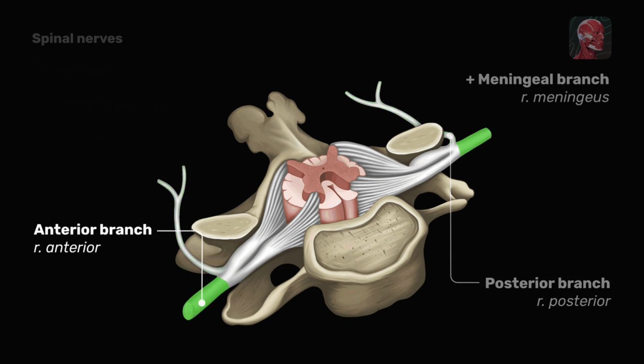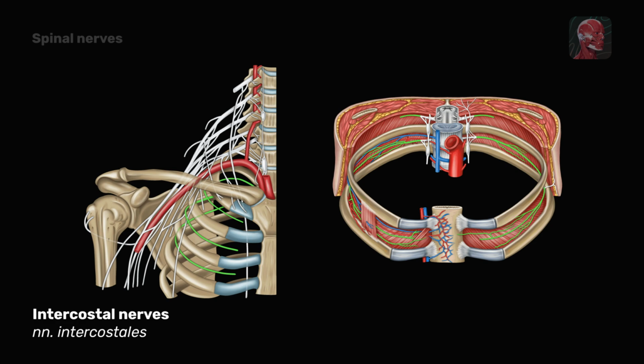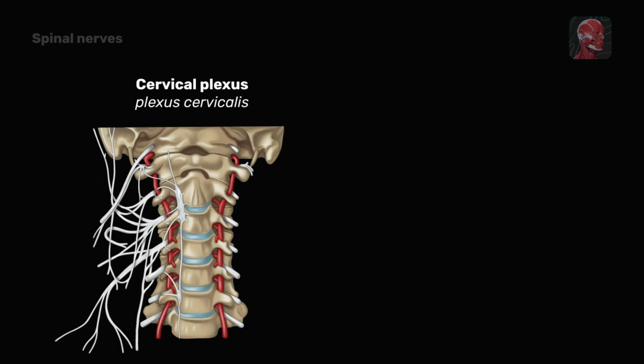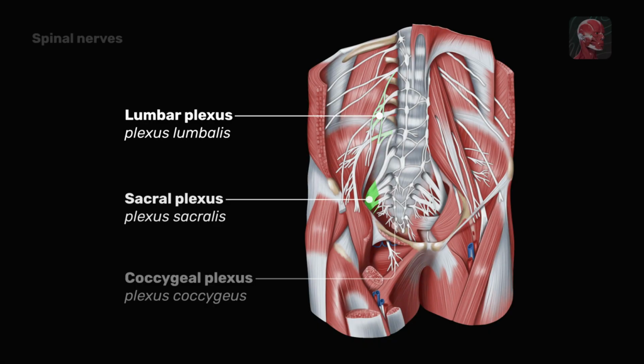The anterior or ventral ramus innervates the skin and muscles of the neck and the anterior aspect of the trunk and limbs. The thoracic anterior rami remain segmental and become the intercostal nerves in the intercostal spaces. In the other parts of the body, the anterior rami interconnect with each other, forming the cervical, brachial, lumbar, sacral, and coccygeal plexuses, which give rise to the peripheral nerves.